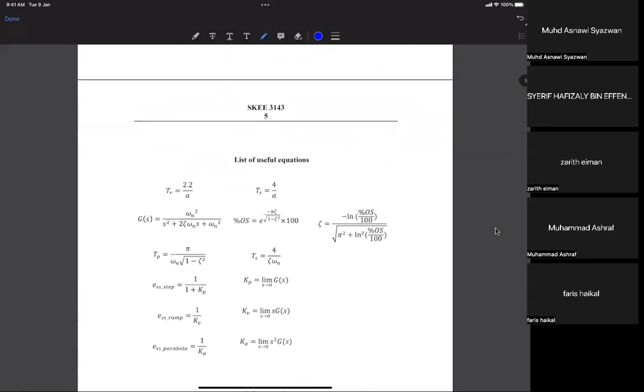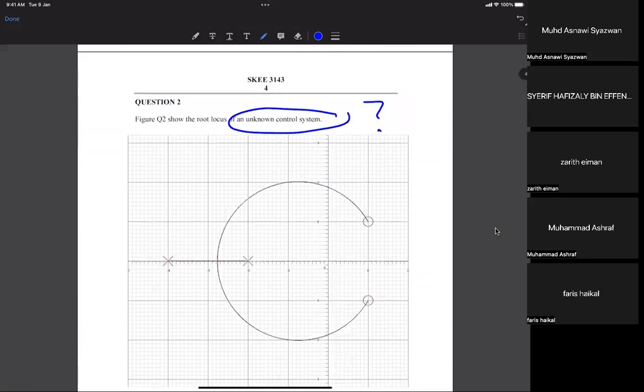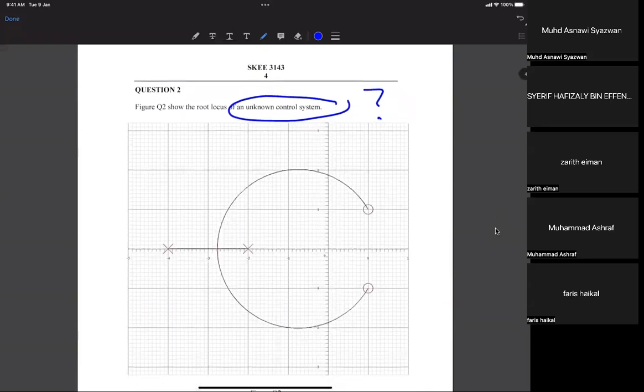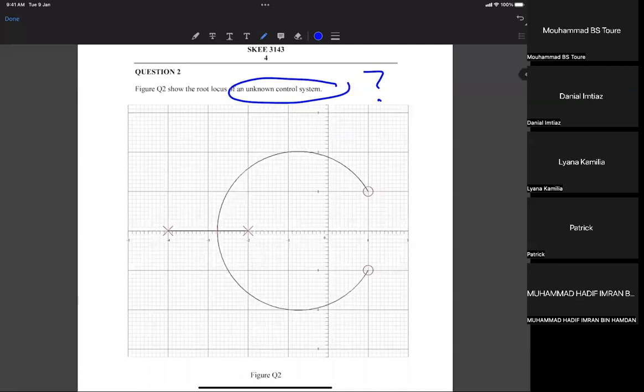At the end of the question they give the formula, so use that formula. You don't have to memorize. Okay, so what is the open loop transfer function? Yes, Prof. The open loop transfer function from the given root locus.